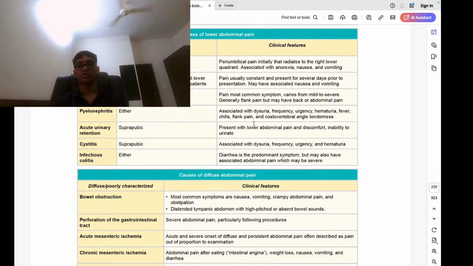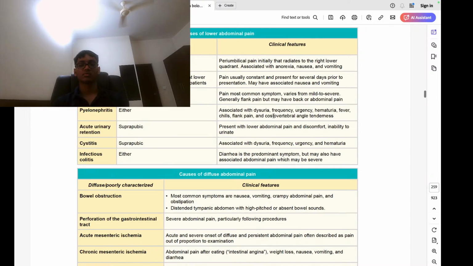Pyelonephritis is associated with dysuria, frequency, urgency, hematuria, fever, chills, and flank pain. Costovertebral angle tenderness is pyelonephritis. Acute urinary retention presents with lower abdominal pain and discomfort, and inability to urinate. Cystitis is associated with dysuria, frequency, urgency, and hematuria. Infectious colitis: diarrhea is the predominant symptom, but may also have associated abdominal pain, which may be severe.